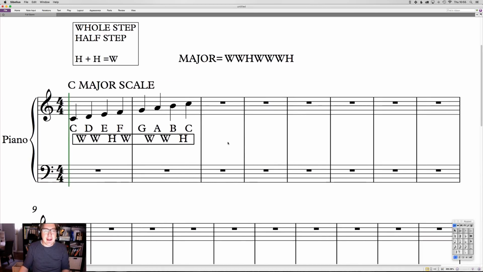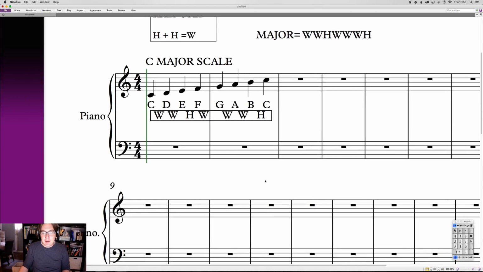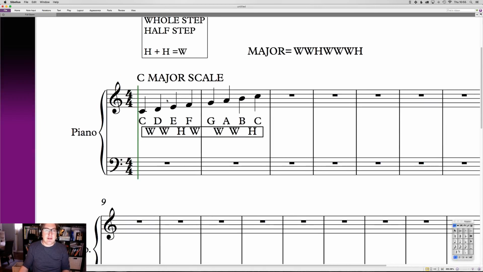Okay? So when I have this C major scale that starts and ends on C, as we have here, notice that as I reach the top and bottom of the scale, it sounds complete. It sounds like we've arrived at home, at a place of stability, right?